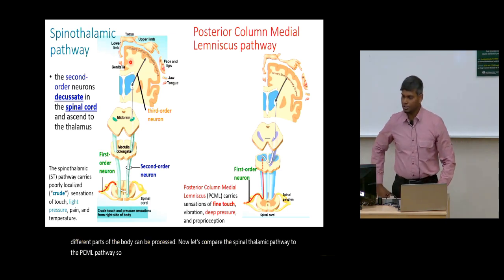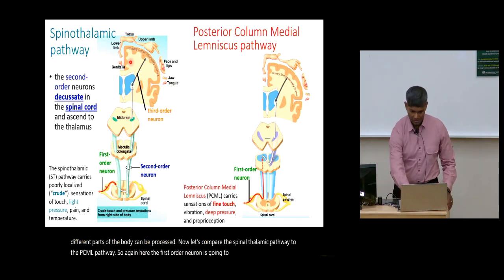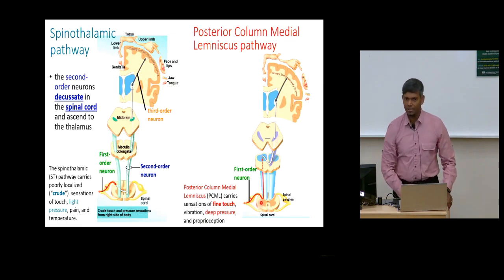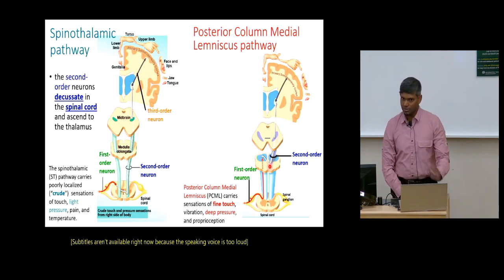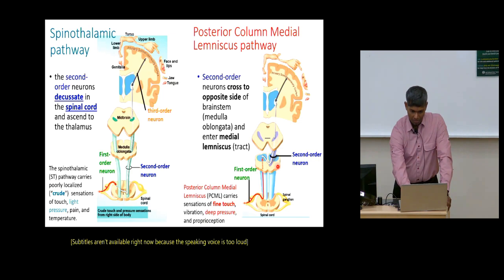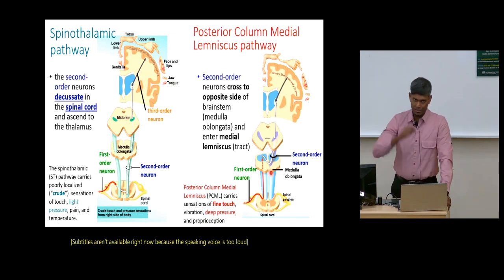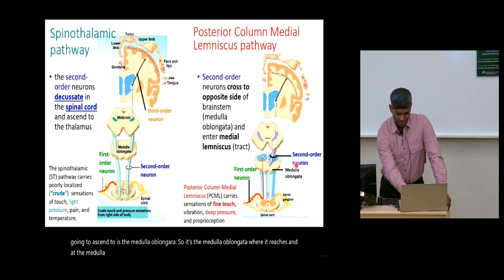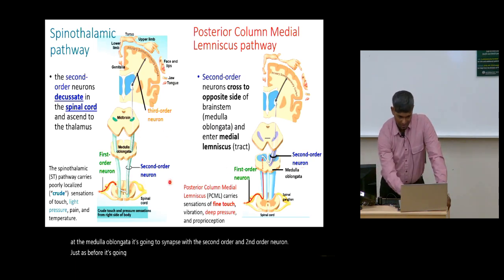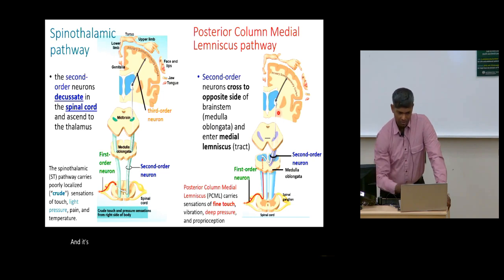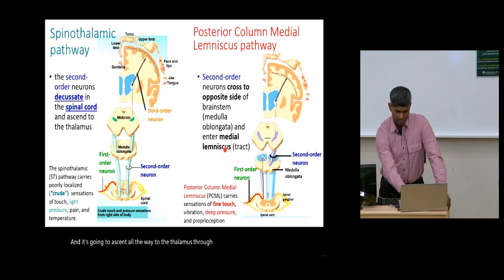So again here, the first order neuron is going to bring signals to the spinal cord, and notice that instead of synapsing with the second order neuron in the spinal cord, it's going to ascend all the way to the brainstem. Specifically, the region in the brainstem to which it's going to ascend is the medulla oblongata. At the medulla oblongata it's going to synapse with the second order neuron. And the second order neuron, just as before, is going to decussate immediately, and ascend all the way to the thalamus through the medial lemniscus tract, right?